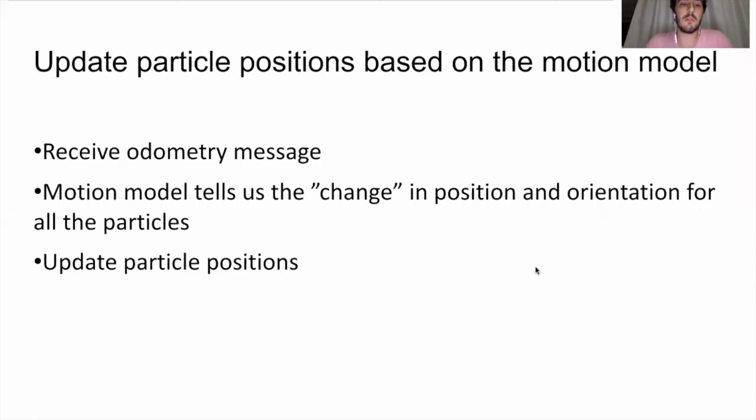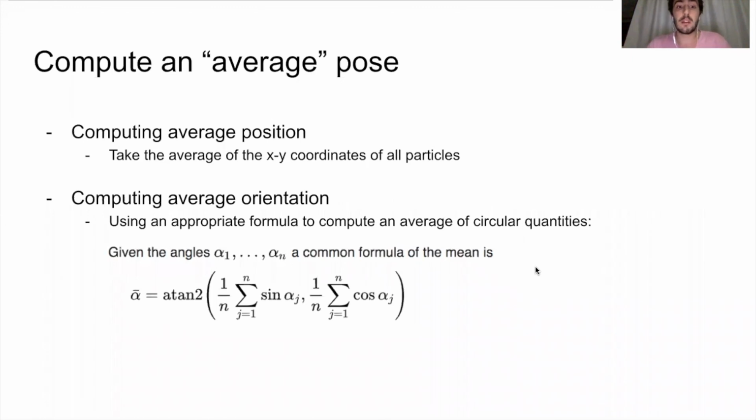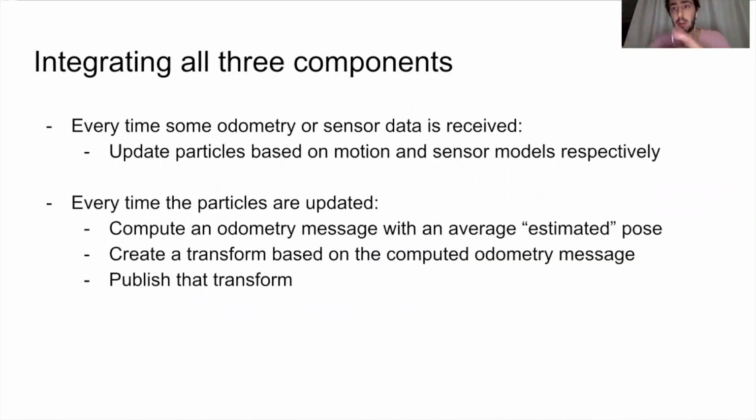After we update all the positions of the particles, we can then calculate an average estimated pose of our robot. For calculating the average position, we only need to calculate an average value for all the x and y coordinates respectively of all the particles. But for calculating the average orientation, we need to use a formula that helps us calculate a mean value for circular quantities. By plugging in all of our angles into this formula, we get a value that represents an average orientation of our robot. After we compute this, now we can integrate all of our parts.